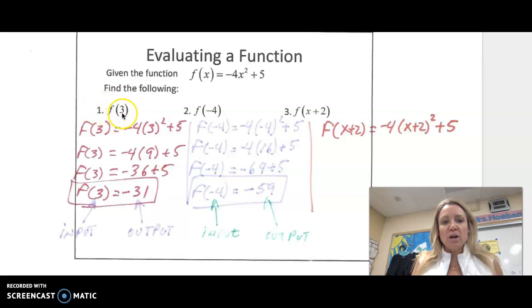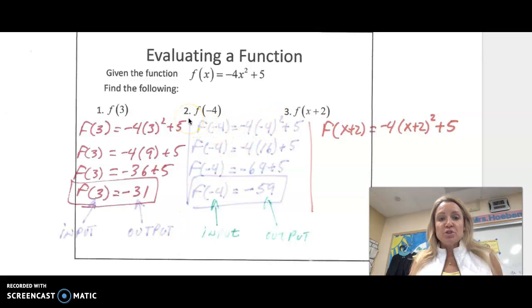All right, so for the first one, we're going to plug in a 3. So the function of 3 is equal to -4 times the 3 squared plus 5. Order of operations says we want to do the exponent first, so 3 squared is 9. Order of operations says we do multiplication next, so -4 times 9 is -36. Then we take the -36 plus 5 and we get -31. So 3 is considered the input, and -31 is considered the output.